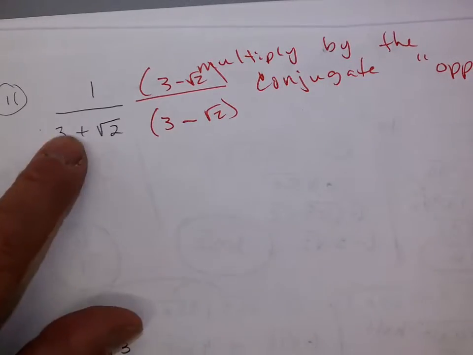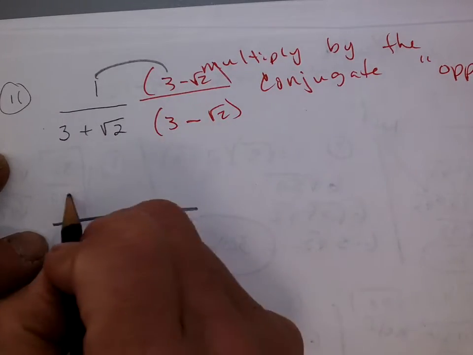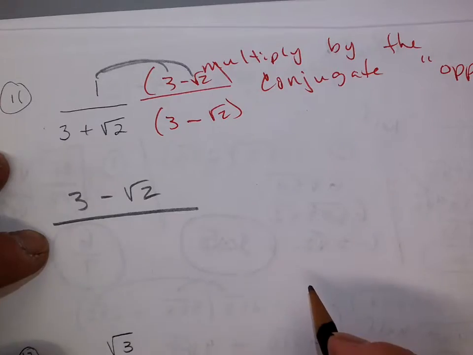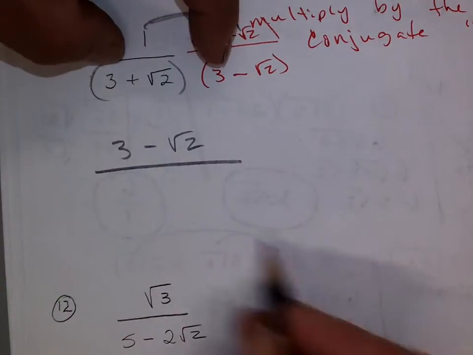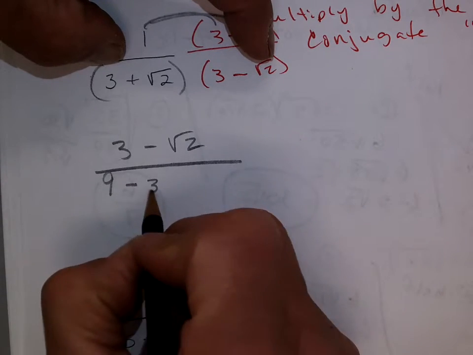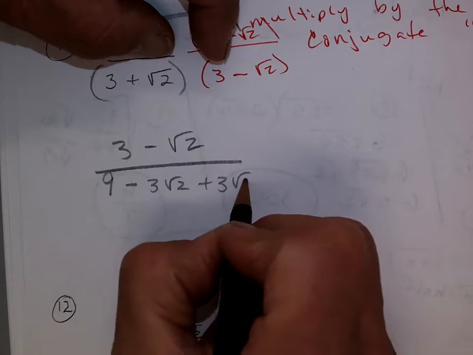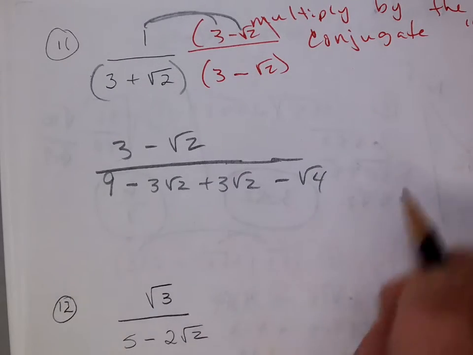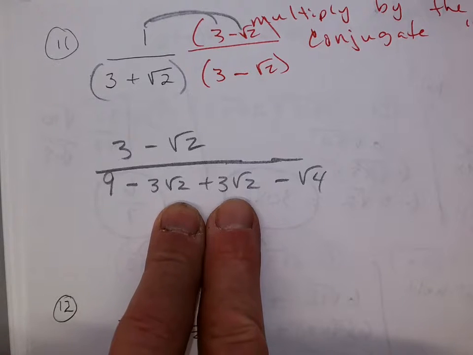How does that help? Well, let's see. On the numerator, I'm going to get a 3 minus the square root of 2, okay? And on the denominator, we're going to get 9 minus 3 square root of 2 plus 3 square root of 2 minus the square root of 4. Now, how did the conjugate help me? Well, it made it longer, but this occurred.